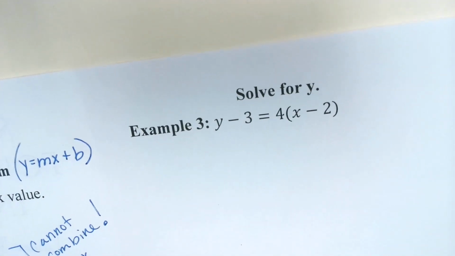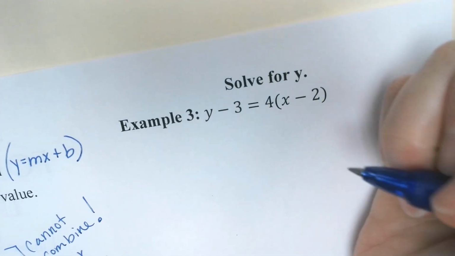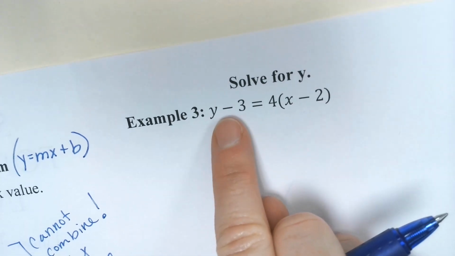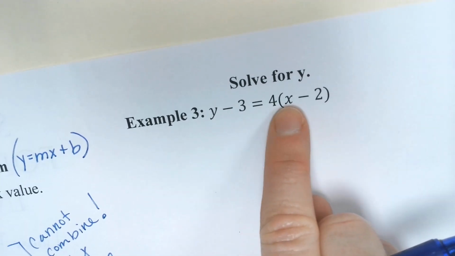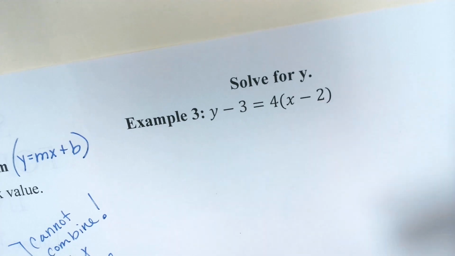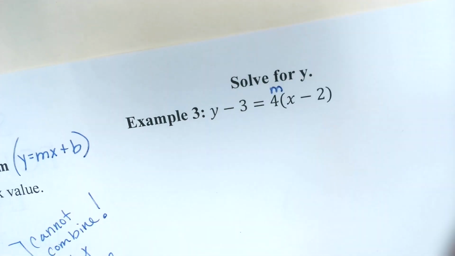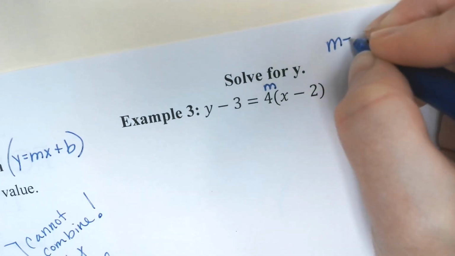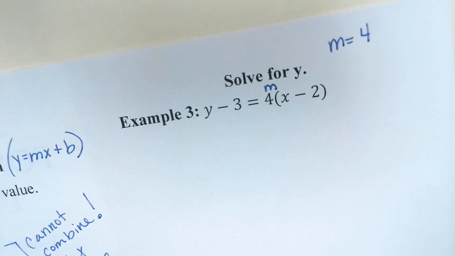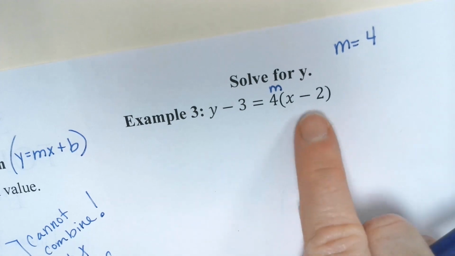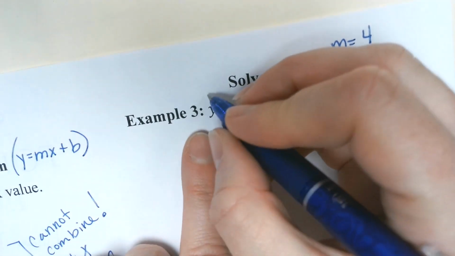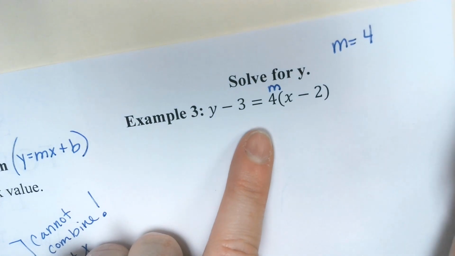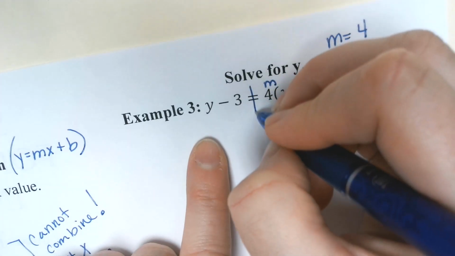Okay, let's do example 3. I'm skipping example 2. This is point slope form because it's written as y minus some number equals some number times x minus some number. This is my slope. So go ahead and write that out to the side. M equals 4. The coordinate, this is y1 and this is x1. I'm not going to make you write that down, but I just want you to know that.